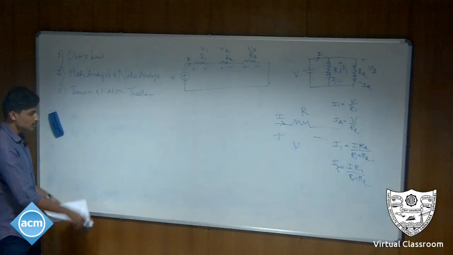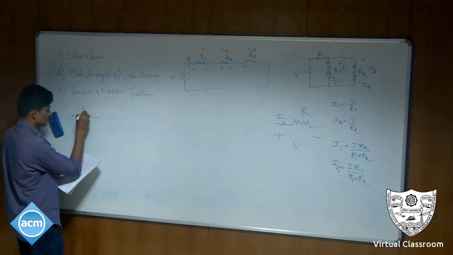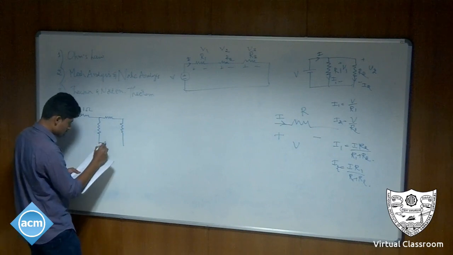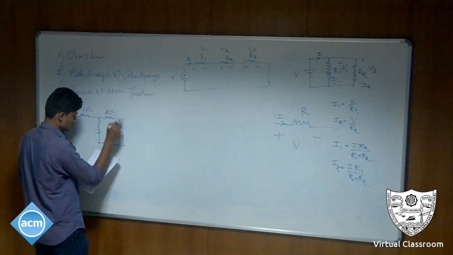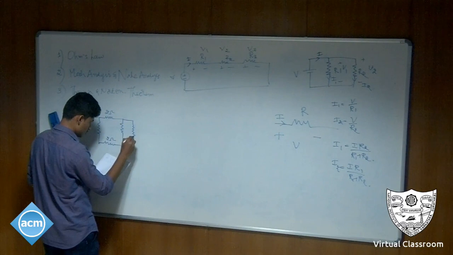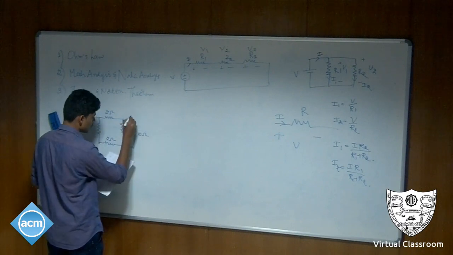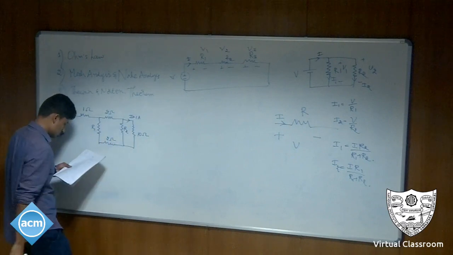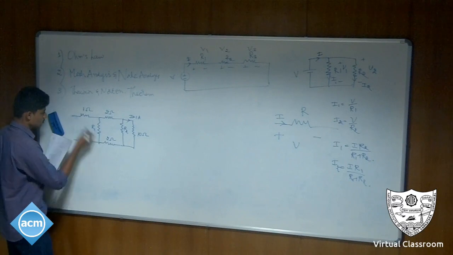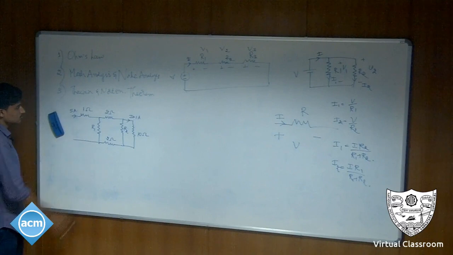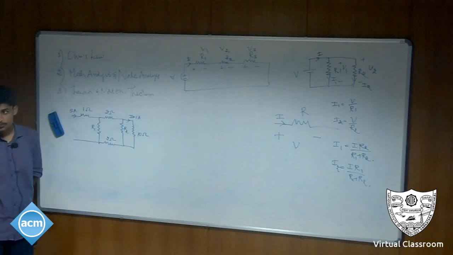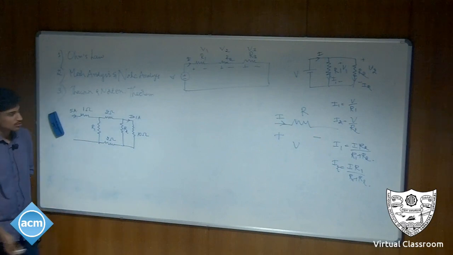Yeah. So moving on, let's take up a quick problem, just solve it a little. Find the value of R1 and R2. The current entering here is 5 amps, the total current entering the circuit. The current at this part is 1 amp, what is going through this mesh. 1 amp.